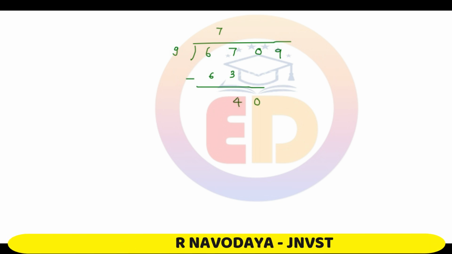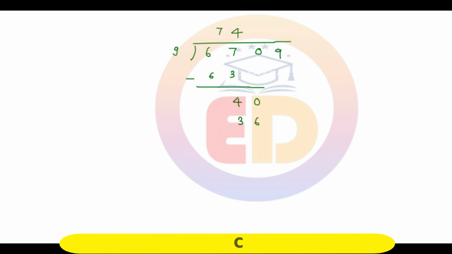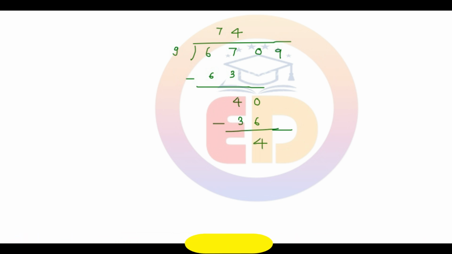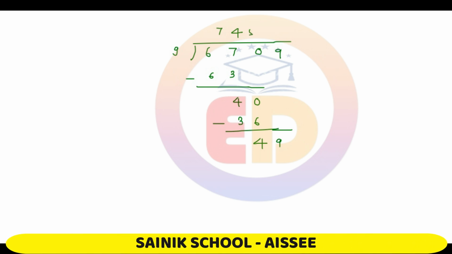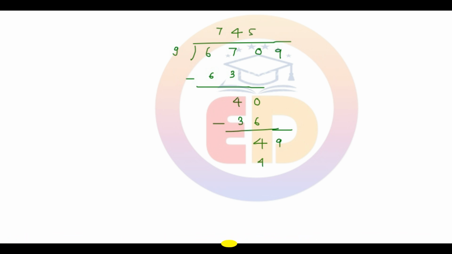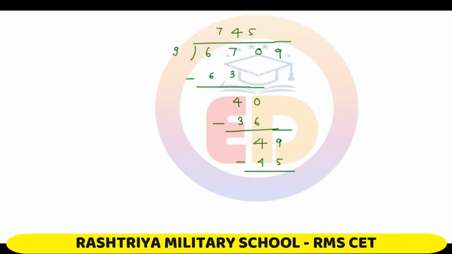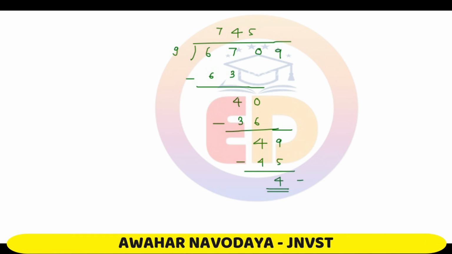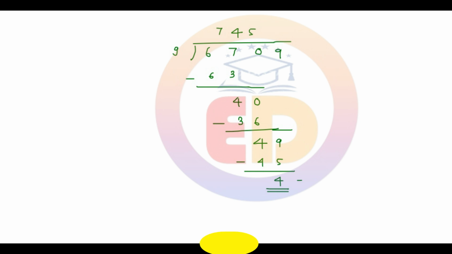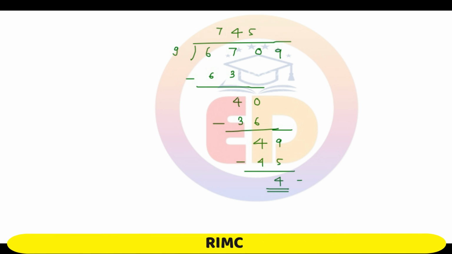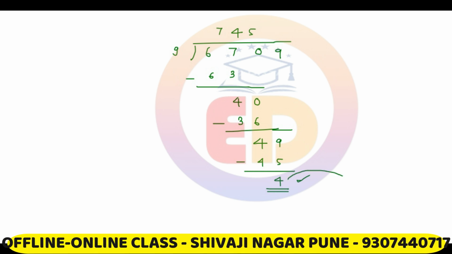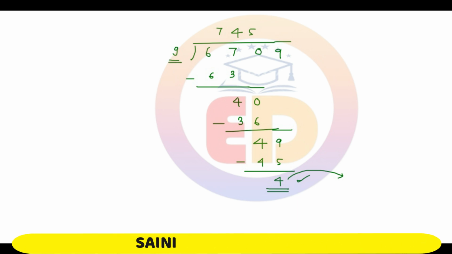Take the 0 down. 9 fours are 36. I get 4. I'll take the 9 down. 9 fives are 45. So my remainder now is 4. Now remember, the remainder is actually the additional value which is not completing the division. Because of this 4, the division is not complete. So this 4 should be converted to the multiple of 9. The first multiple of 9 is 9.